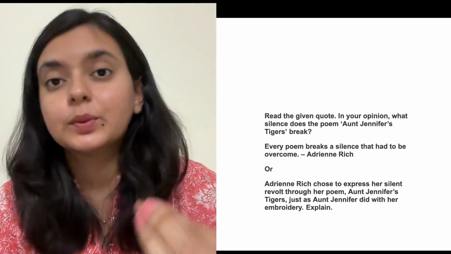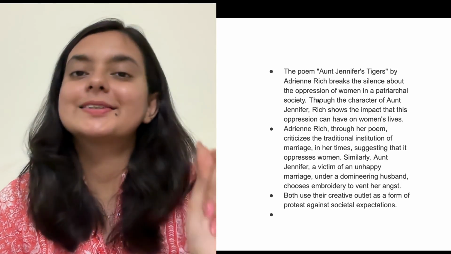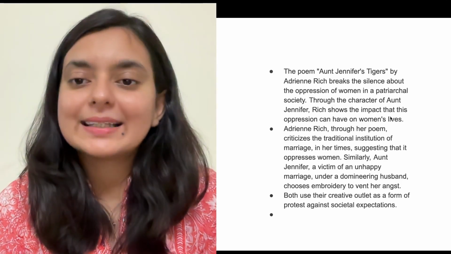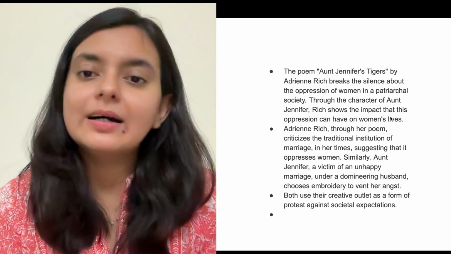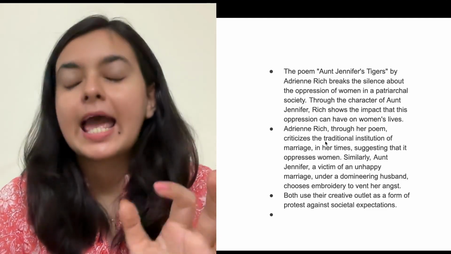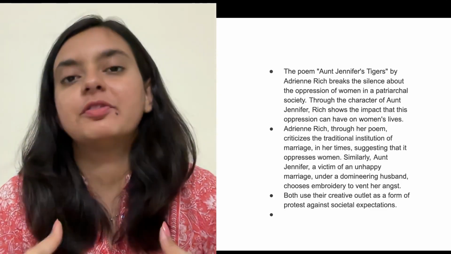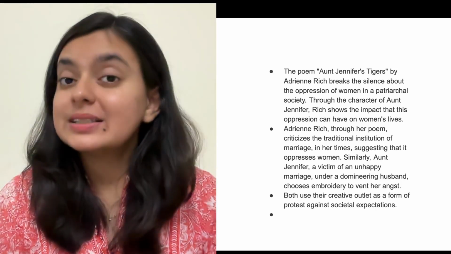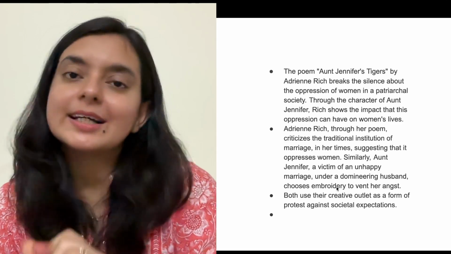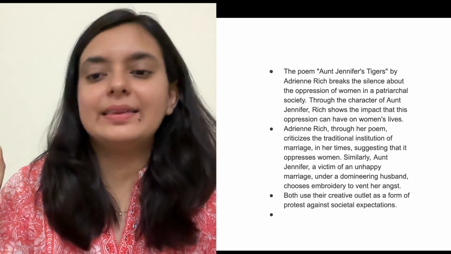And she did it with embroidery, so the theme of art also comes in. So she breaks the silence about the oppression of women in a patriarchal society. This is the theme of this particular poem, right? And she shows what impact this oppression can have on women's lives. The traditional institution of marriage is criticized. That is male domination over women, and women have to bear the burden of this institution of marriage, which is definitely patriarchal, right? So she is a victim of an unhappy marriage under a domineering husband, and she demonstrates it through a lot of symbols in the poem, right?